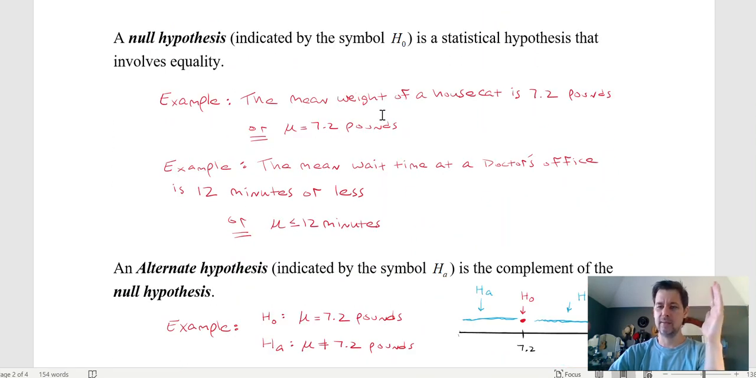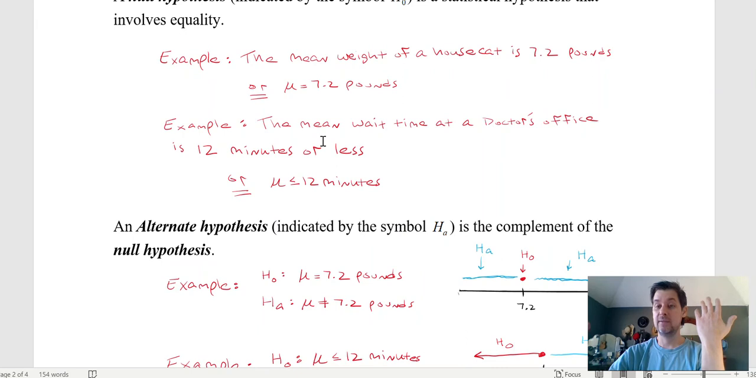That's an example of a statistical hypothesis. Now, there are two kinds of statistical hypotheses: a null hypothesis and an alternate hypothesis. A null hypothesis is given the symbol H with a subscript 0, and you could say H-naught or H-zero. The null hypothesis is a statistical hypothesis that involves equality, meaning it will involve an equals somehow. One example: the mean weight of a house cat is 7.2 pounds. That involves an equal sign because we're saying mu, the population mean, equals 7.2 pounds.